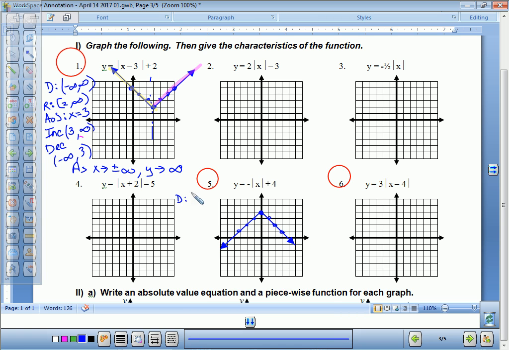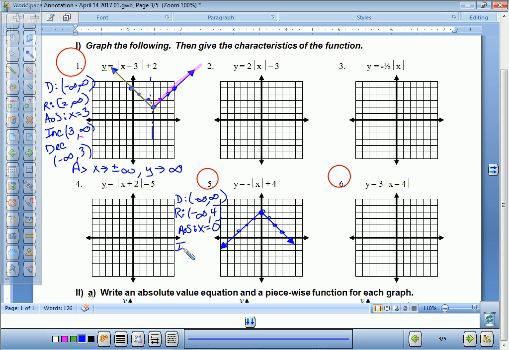Okay, the domain remains unchanged. But this time the range is different. Because this one opens down, range is always the least y value to the greatest y value, and it goes down forever. So the way we describe that is negative infinity up to the greatest y value. What is the greatest y value of this function? 4. Okay, the axis of symmetry is a vertical line that passes through that vertex, so it would be x equals, and what is the x value here at the vertex? 0. X equals 0, once again, is the equation for the y-axis.